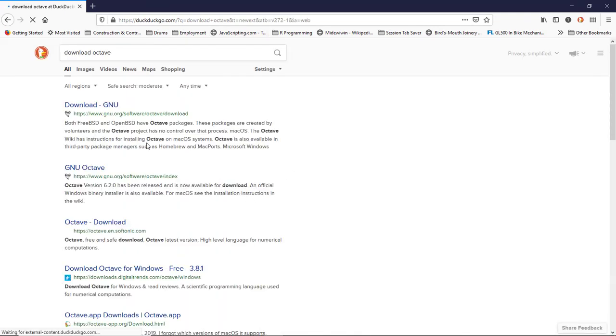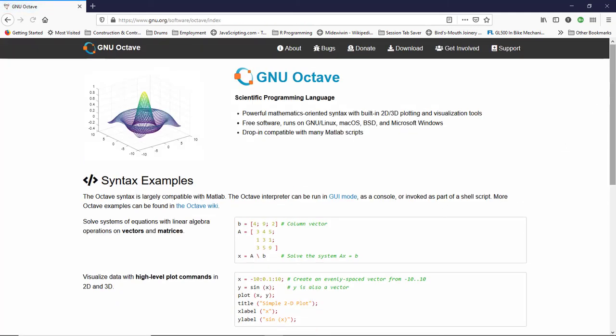So if I type download Octave, there it is. GNU Octave, that's probably the one I would go to. It gives you a little information here, and you can download it. So get whatever version you want. By the way, I think most of the major distributions of Linux now have Octave built in, but if not, it's easy to add it to them. Okay, now let me show you how to do that with a calculator, because that is also useful.